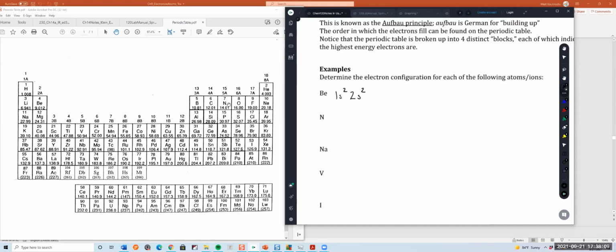Nitrogen has 7. So we start the same way. 1s2, 2s2, just like we did to get to beryllium. But we now need to add 3 more electrons. Since it's in the p block and it's on the second row, it's going to go into the 2p's. Okay, 2p1, 2, 3. 2p3 is the third column. 2p3.